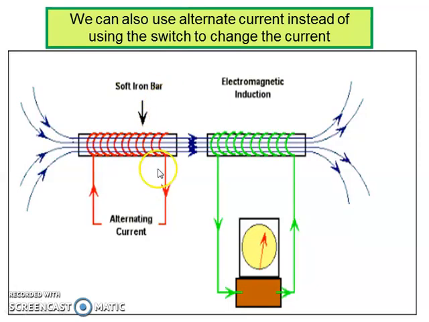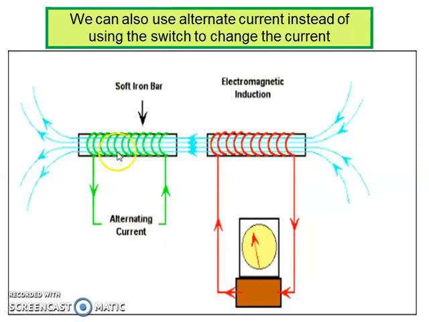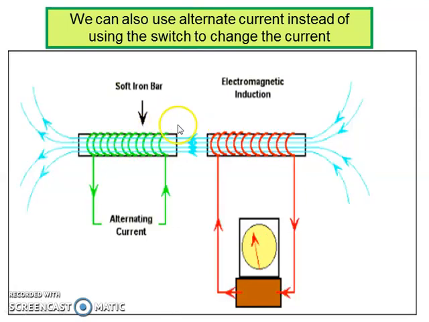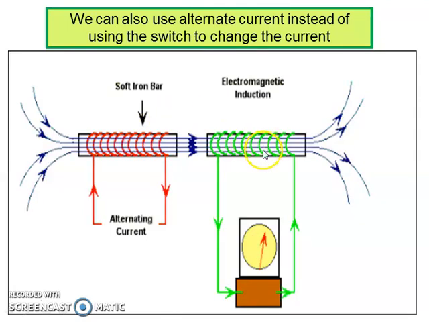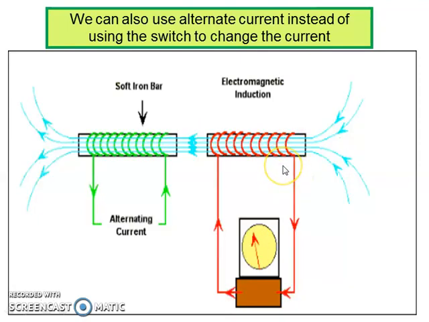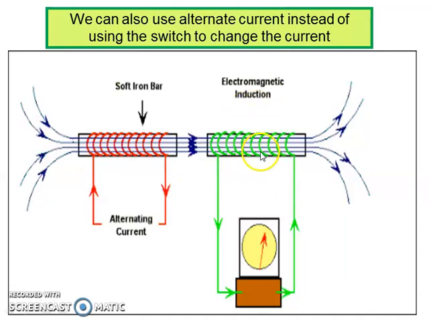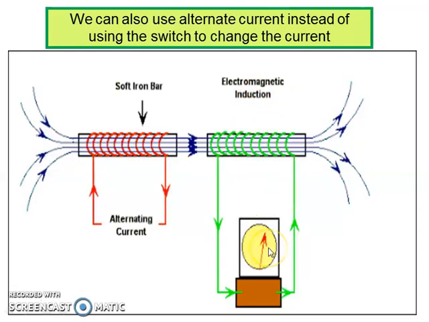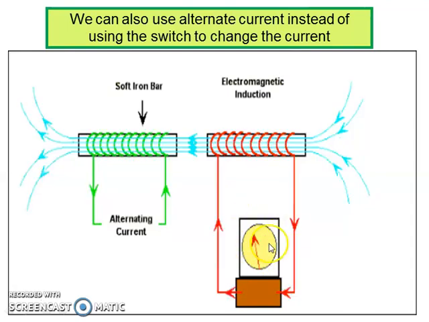Instead of using a rheostat, we can also use alternating current. The changes in current in the primary coil will change the B, and also from Faraday's law, because there is a change in the magnetic flux linkage, the e.m.f will be induced in the secondary solenoid. And the mutual induction process will continue forever.